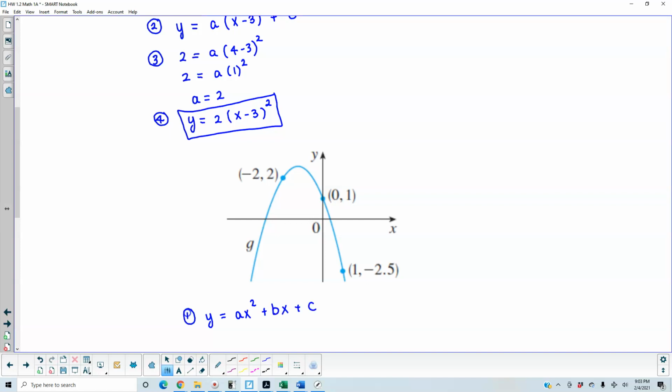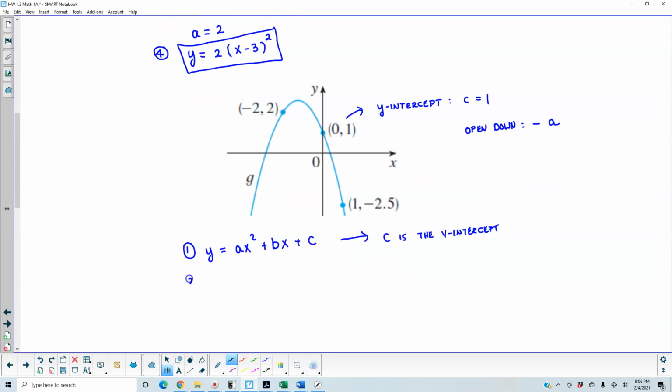Okay, so if we take a look at 0, 1, this represents the y-intercept. So in our problem, we can see that c represents the y-intercept, because if we let x equal 0, then what's left over is the value of c. So if that's the y-intercept, then c is equal to 1. And we also know that the parabola opens down, so that means that a has to be negative.